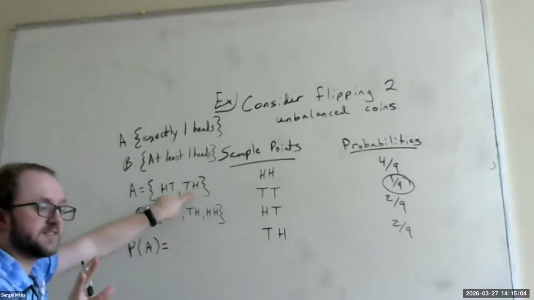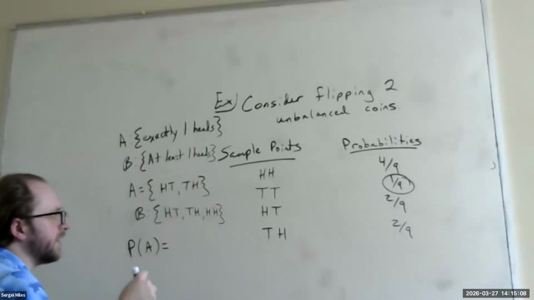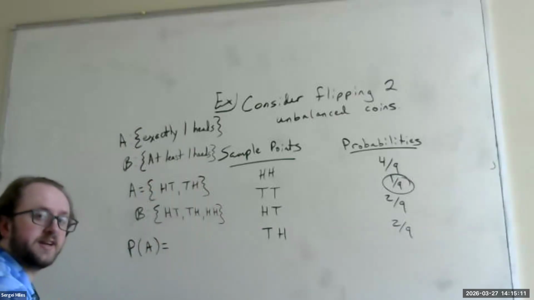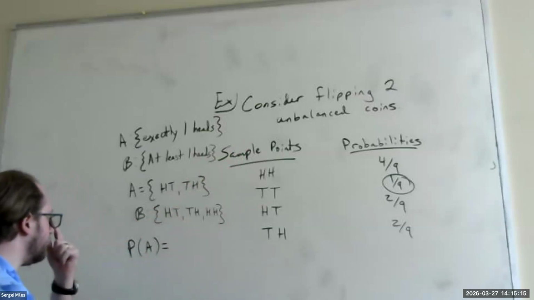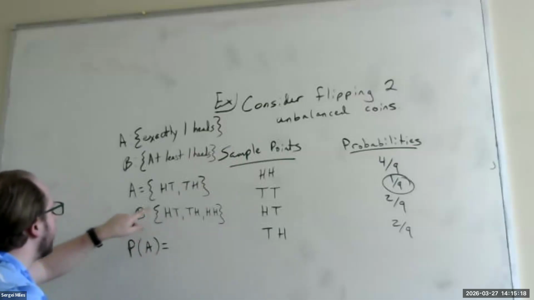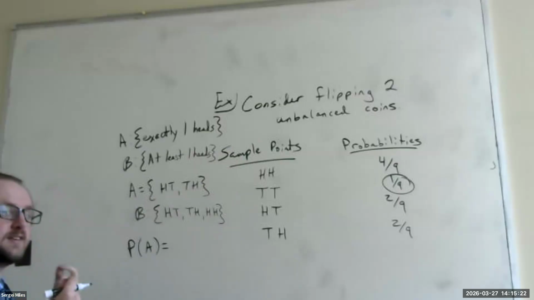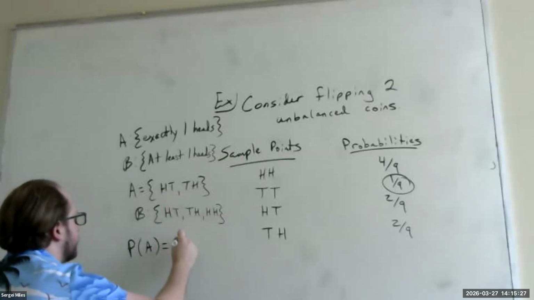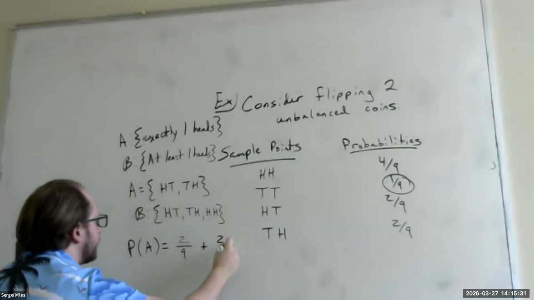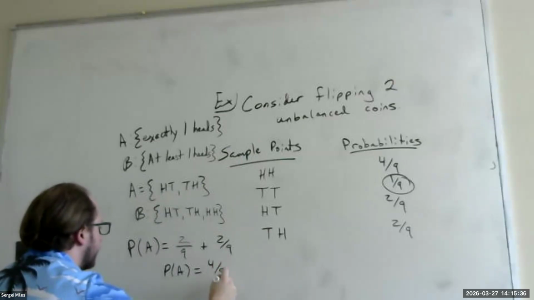Well, now we got to be careful. This isn't just 2 out of 4 because each sample point has a different probability associated with it because they are unbalanced coins. And so as we're doing this, to find the probability of an event, we can add up the probabilities of the individual sample points. So the probability of heads, tails is 2/9. Probability of tails, heads is also 2/9. And so the probability of A is 4 out of 9.